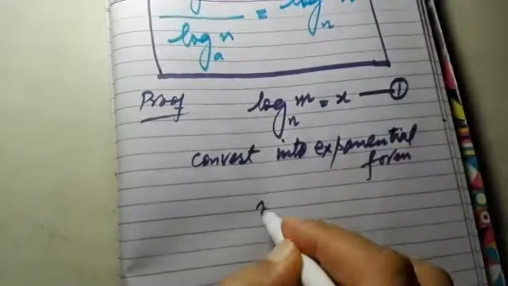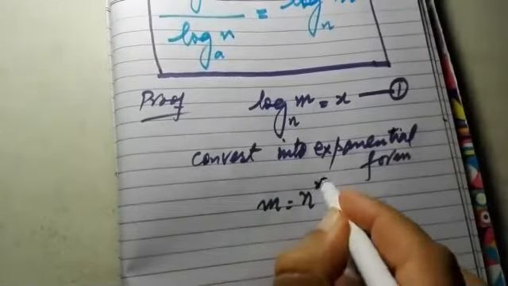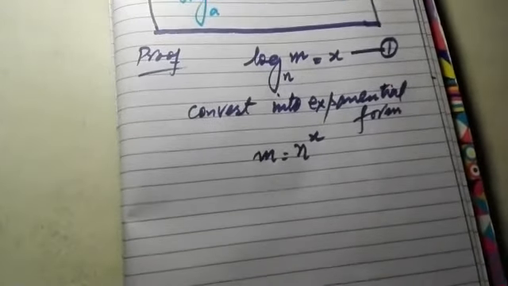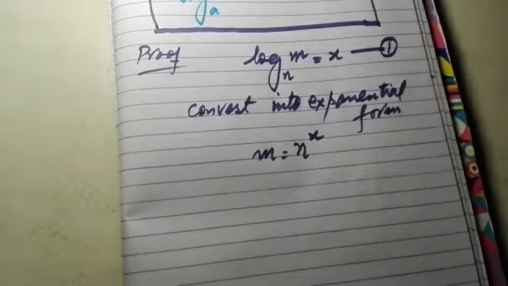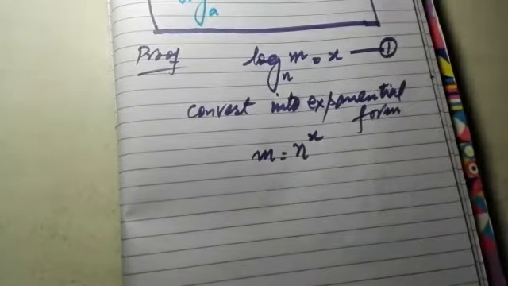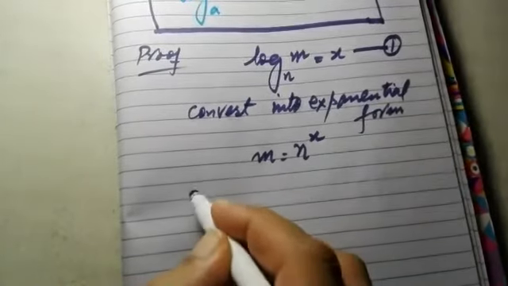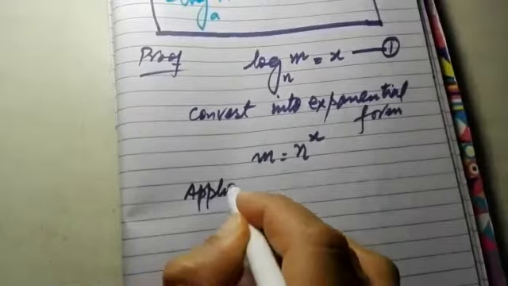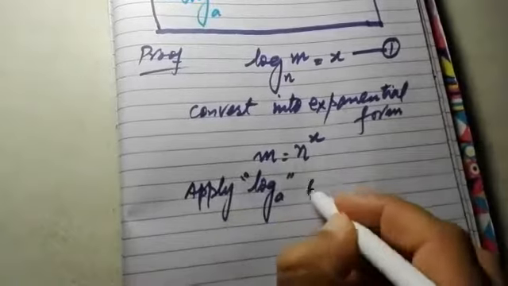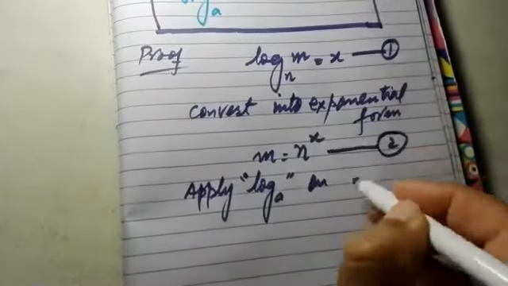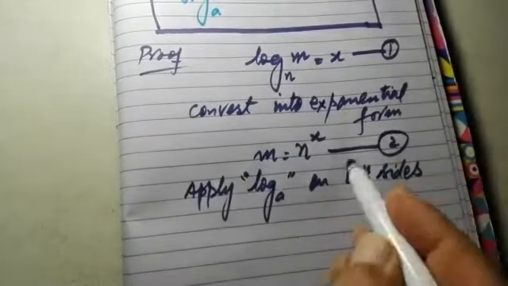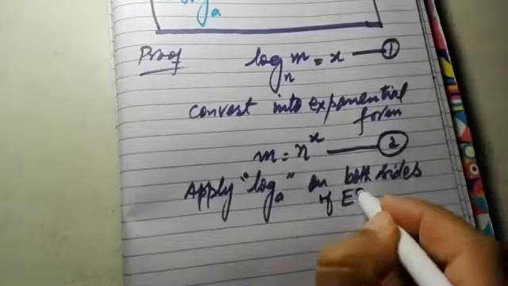So once we change it, it will become m is equal to n raised to the power x. Now, in the proof of the fourth law, there is something unique that we proceed with, which we haven't done in the proof of the first three laws of logarithms. That is, we have to apply log base a on both sides of this equation number 2. So this is a little bit different from the other proofs.